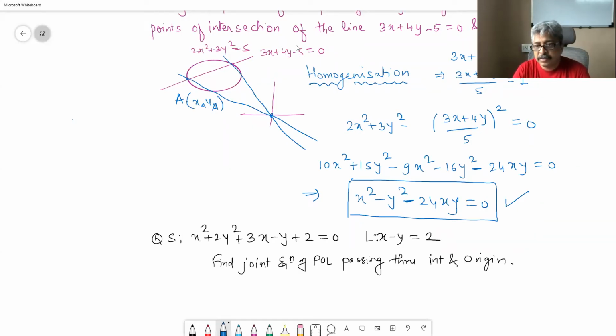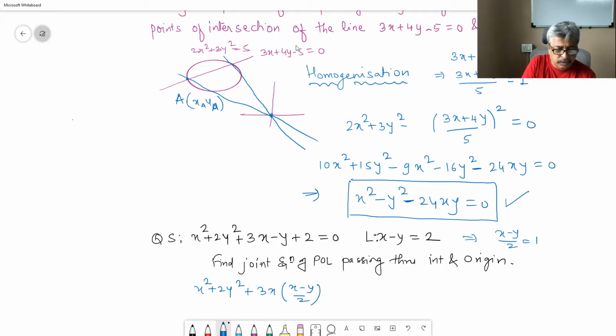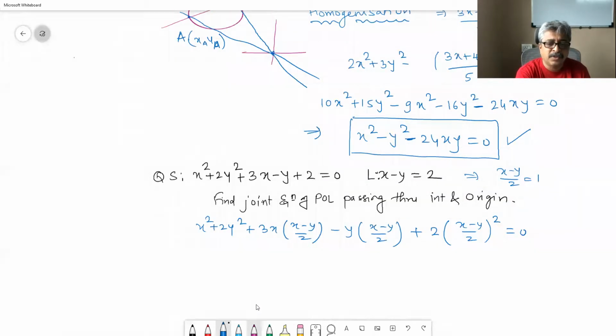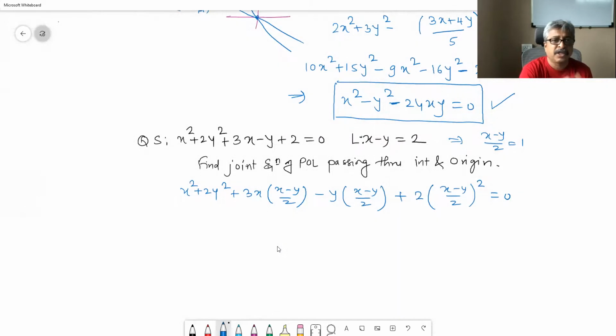There is a correction in the upper statements. Instead of plus 24xy, it is minus 24xy. Now here, what is your 1? 1 is x minus y upon 2. And therefore, the homogeneous equation will be x square plus 2y square plus 3x into x minus y upon 2, only once, minus y into x minus y upon 2, only once, plus 2 into x minus y upon 2 bracket square is equal to 0. Now this is a homogeneous equation in x and y passing through the points of intersection of those two curves and passing through origin. So after simplification, you will get the answer as x square plus y square minus xy is equal to 0.